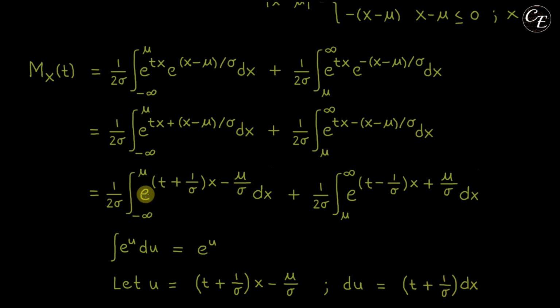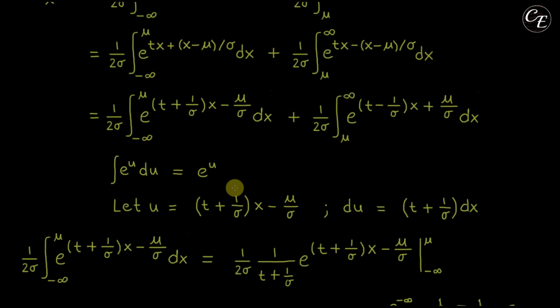Now in here, we have e raised to u, but for the du, we don't have this t plus 1 over sigma. In order to have this in here, since this is a constant, we can multiply by t plus 1 over sigma, but we also need to multiply by the reciprocal of this one, in order not to change its value. Then we have the reciprocal, 1 over t plus 1 over sigma, times e raised to u, where this is our u.